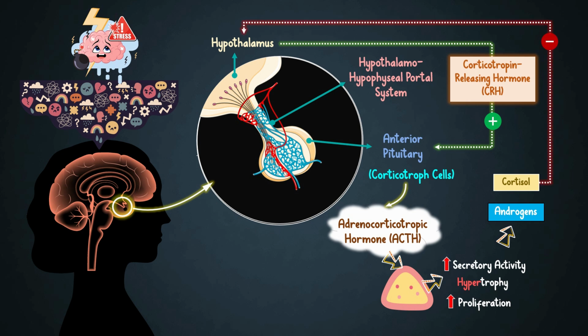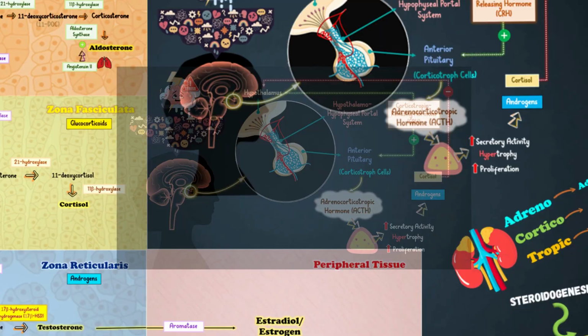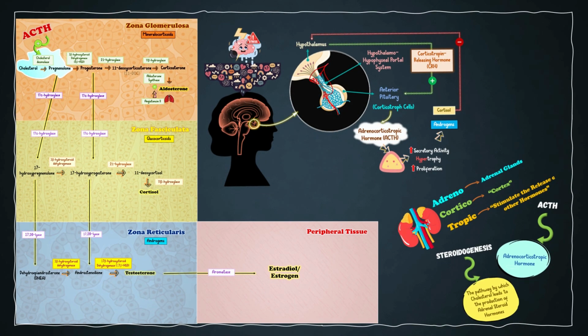Well, among these hormones, cortisol is known to produce negative feedback to the hypothalamic pituitary axis. This will reduce the secretion of adrenocorticotropic hormone, thus decreasing the secretion of these steroid hormones. So, that was a quick introduction to the role of ACTH in the steroidogenesis.